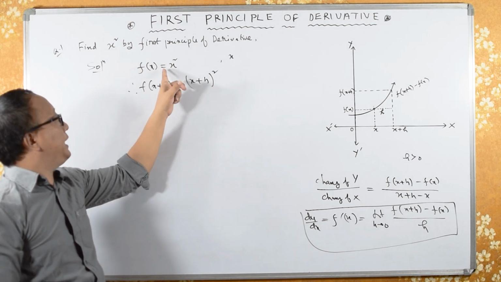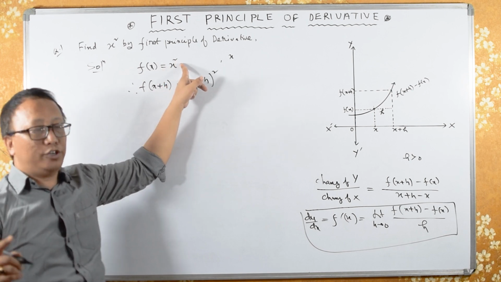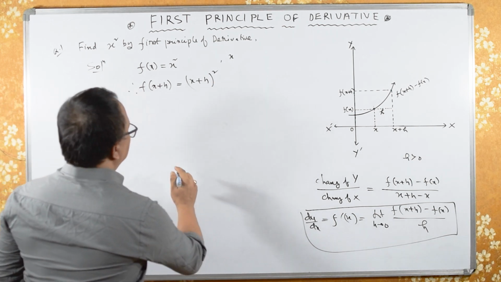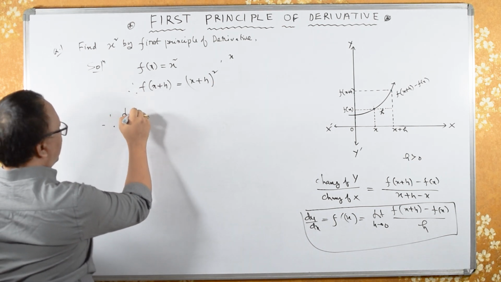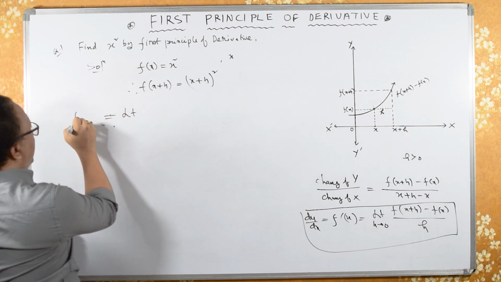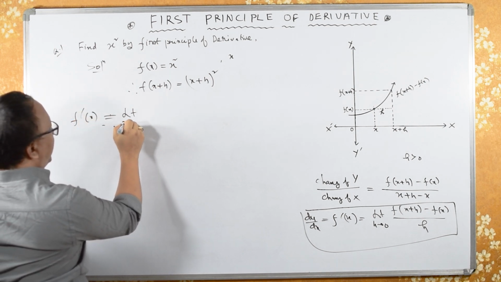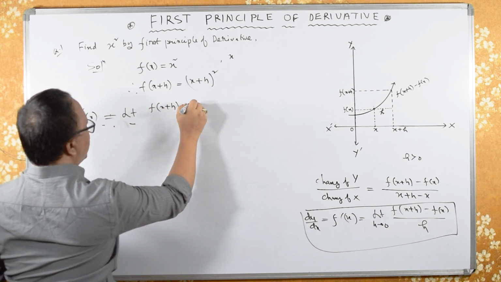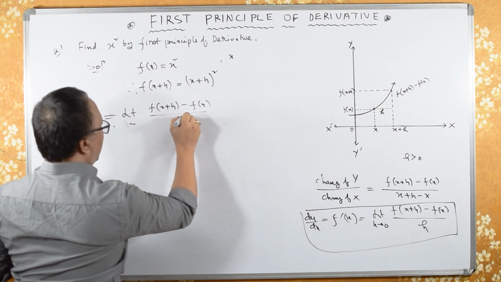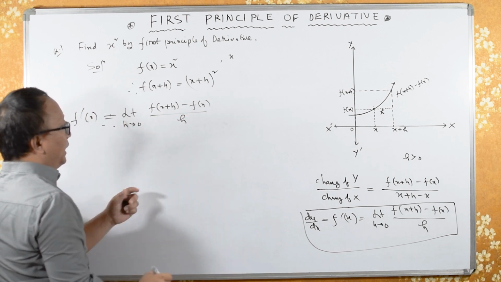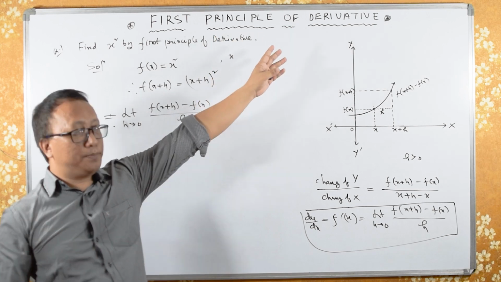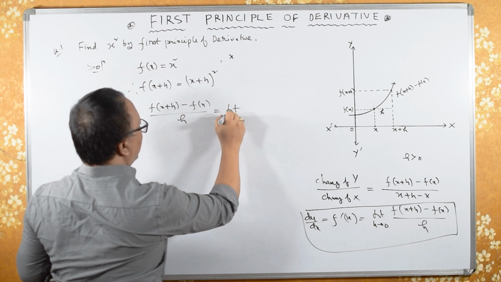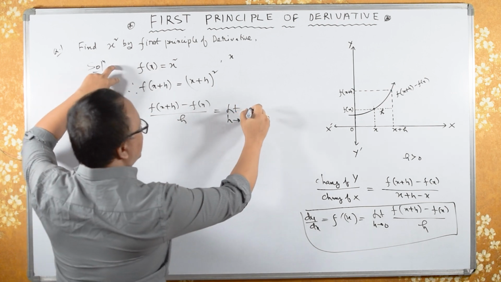If it is f(x) equals x cube, then it will be x plus h the whole cube. Therefore f dash x equals the limit of f(x plus h) minus f(x) upon h, where h tends to 0. This is the definition from first principle. By substituting these values over here, what we have is the limit as h tends to 0. What is f(x plus h)?